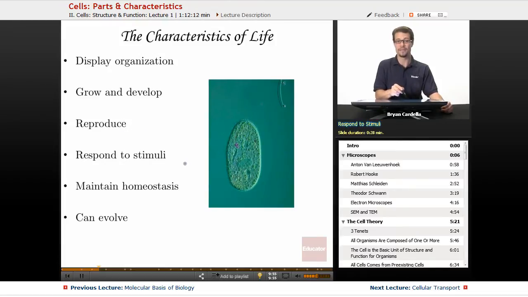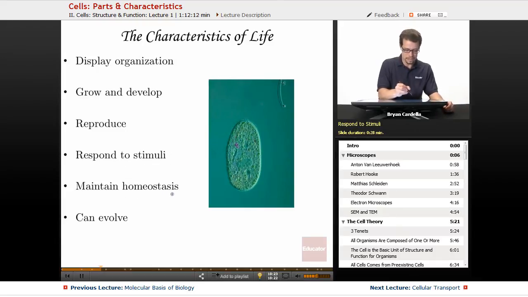Responds to stimuli. It might not always be obvious, like someone turning their head in response to light or a sound, but even this paramecium cell responds to stimuli, to activities or signals in the environment. There'll be a chemical signal that tells it, like, hey, there's food over there, or there's something coming next to me that could eat me, so it moves in the opposite direction. It's responding to chemical stimuli.